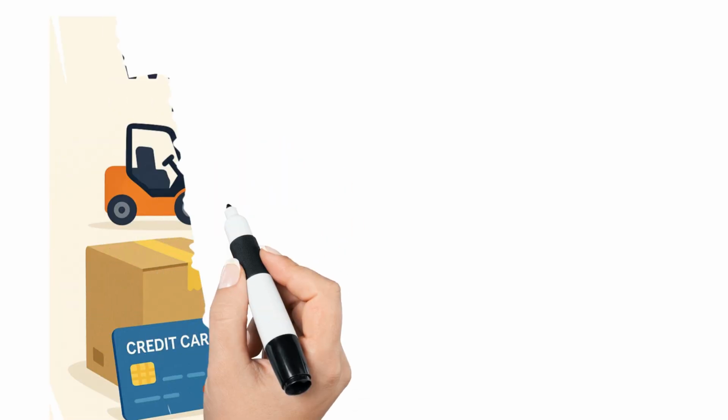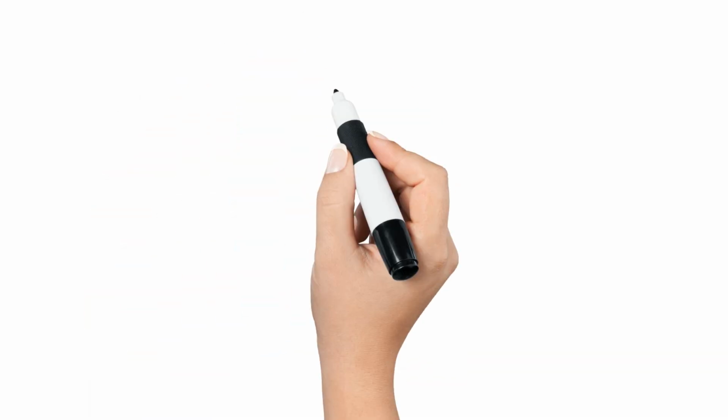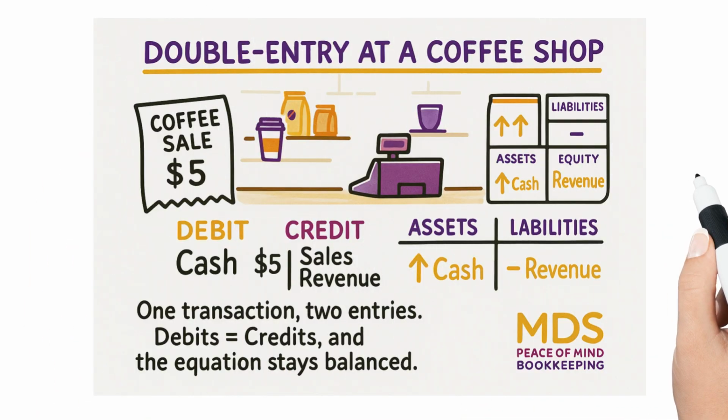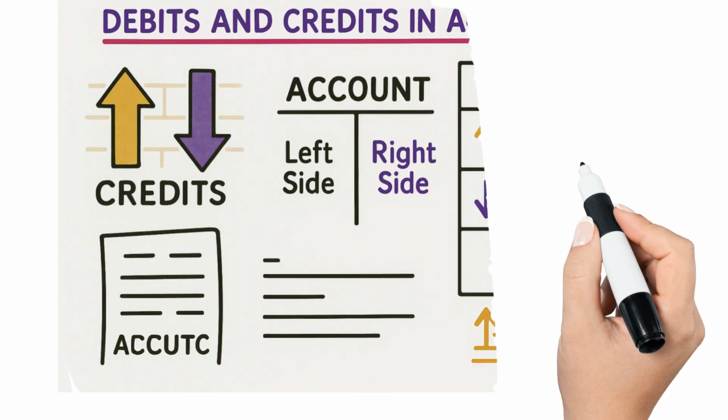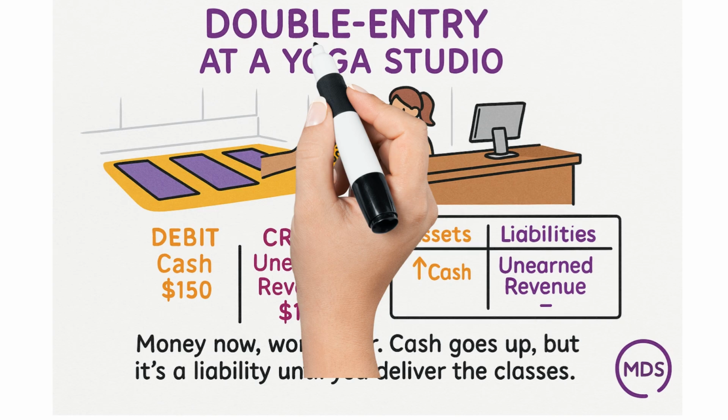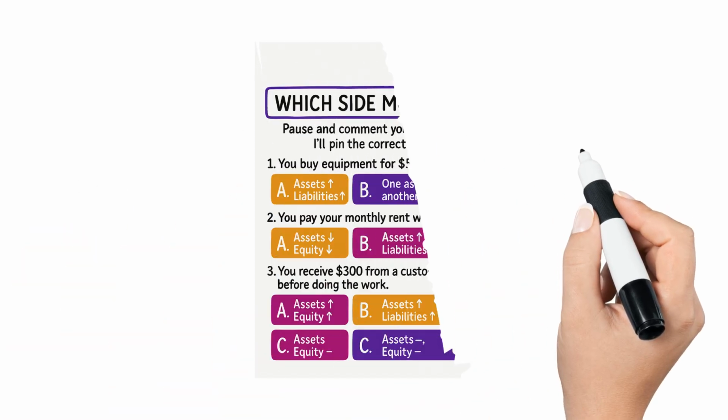Every single transaction affects at least two accounts, keeping the equation in a state of perfect equilibrium. This is the essence of double-entry accounting. The terms you've probably heard, debits and credits, are simply the tools we use to track these changes and maintain the balance.